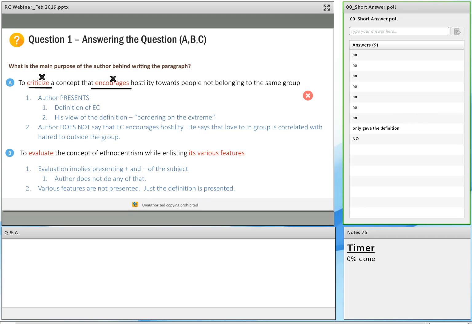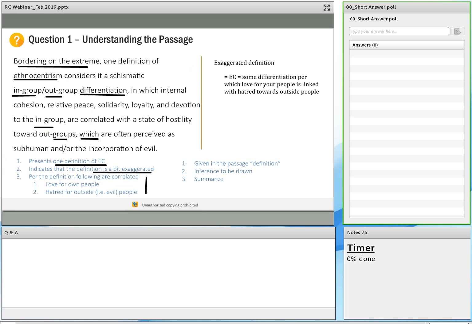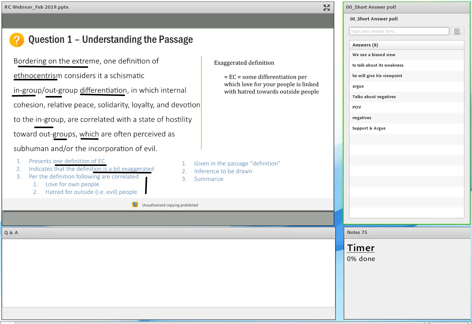How do you know? That's a great question. Gaurav says, how do you know if it's criticizing or not? How do we know when an author criticizes something? I'm going to really show the passage once again. How do we know whether the author criticizes something? What is criticizing something? He presents a point of view, right? He talks about its negatives. Absolutely. When you criticize something, you present an opinion about it, right? Does the author really say this definition is incorrect?